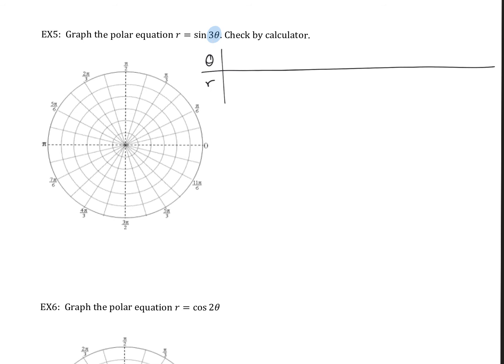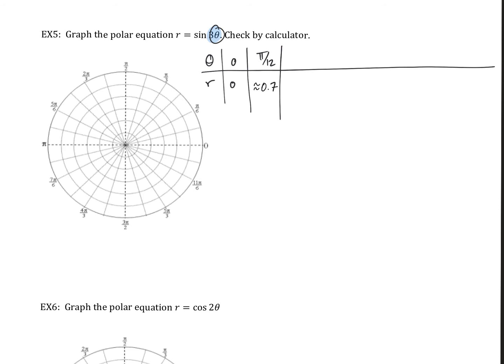So in order to pick values for theta that we can find the answers to, we'll pick numbers that can cancel with that 3. For example, 0 times 3 will just give us sine of 0, which we know is 0. If we picked pi over 12, pi over 12 times 3 would simplify into pi over 4, which we know the answer to. We'll get sine of pi over 4, which equals root 2 over 2, approximately 0.7.